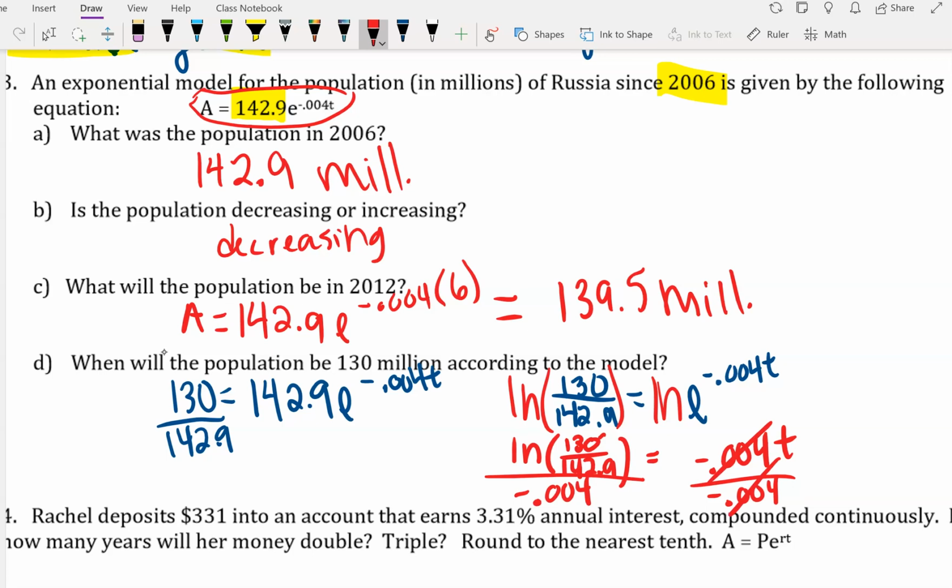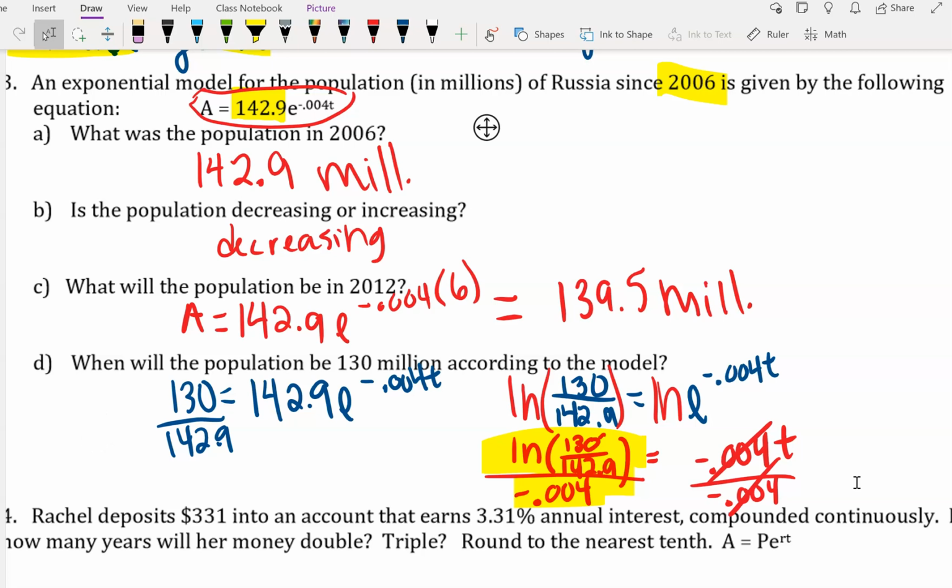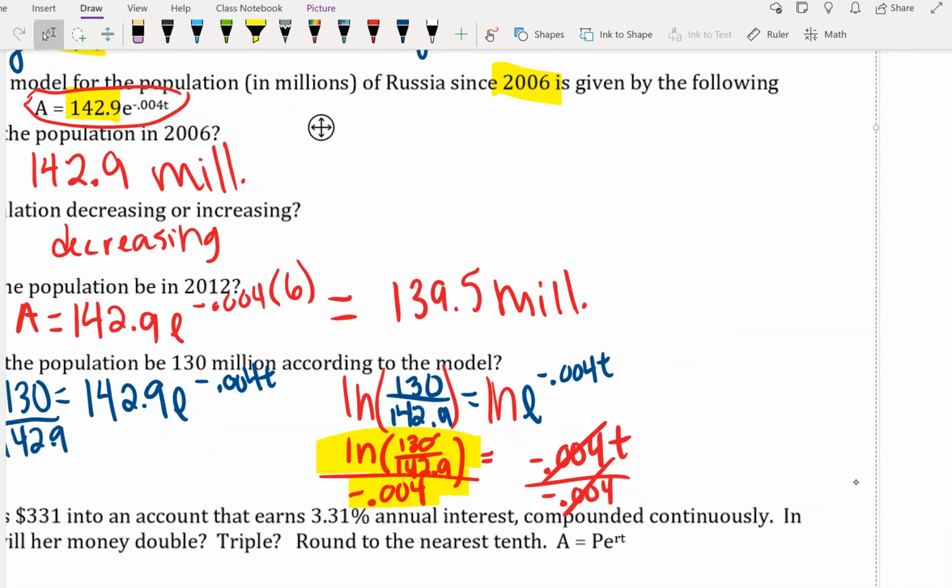So what we'll type into the calculator is that. Natural log of 130 divided by 142.9, we can put equals or not, and then divide by negative 0.004, and I got 23.65. So I could put about 23.7 years later.